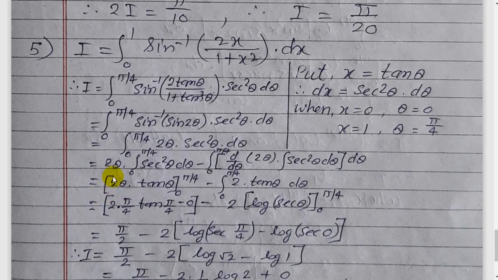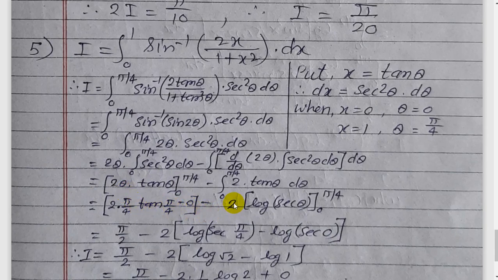So I equal to 2 theta, integral of sec square theta is tan theta, limit 0 to pi upon 4, minus the derivative of 2 theta, which is 2 only, times the integral of sec square theta d theta, tan theta, and this d theta will be the same. Now applying the limit for the first bracket, we replace theta by pi by 4 and 0. First we apply the upper limit, then the lower limit. So I equal to 2 into pi by 4 into tan pi by 4 minus 0 into something, all of 0. So this will be 0.